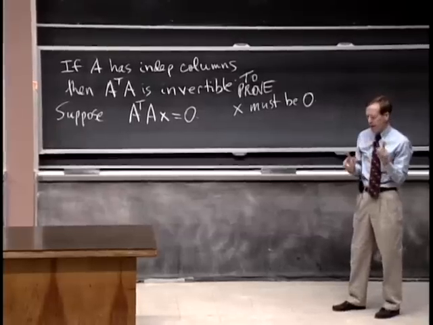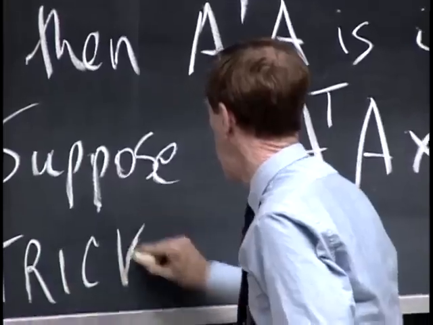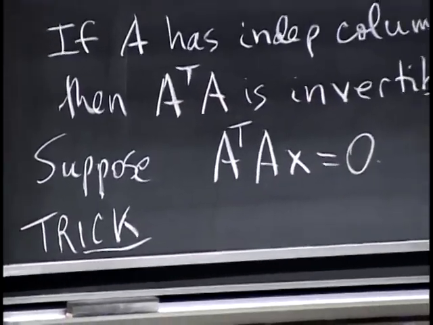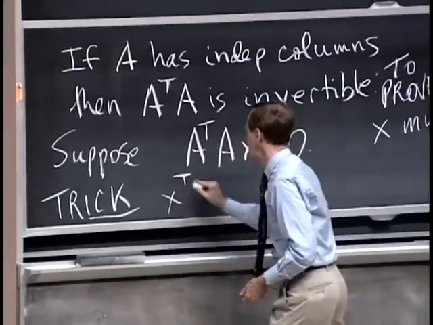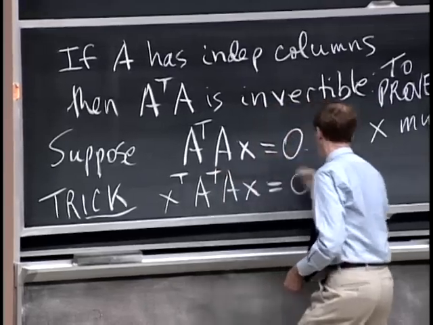Let me show you one way. Here's the trick: take the dot product of both sides with x. So I'll multiply both sides by x transpose. X transpose A x equals 0.